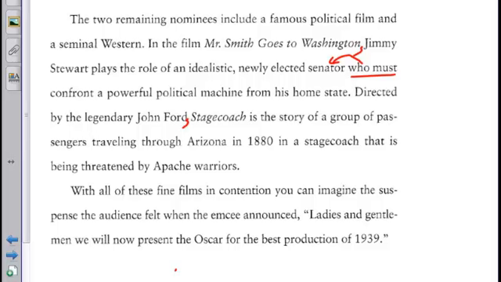With all of these fine films in contention, comma, that's an introduction, you can imagine the suspense the audience felt when the MC announced, "Ladies and gentlemen," comma, this is a direct address, we're directly addressing the ladies and gentlemen, "we will now present the Oscar for the best production of 1939."